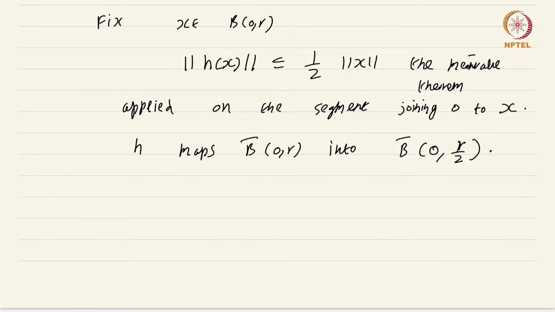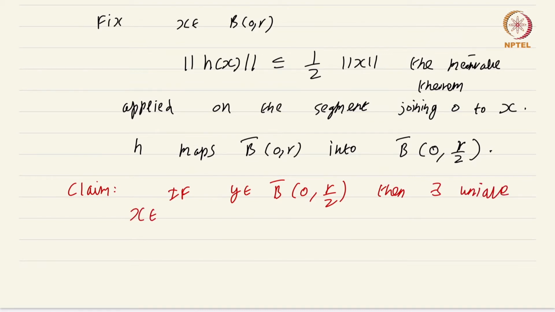We now make a claim: if y is an element of B closure r by 2, then there exists a unique x in B closure 0 r such that f of x is equal to y. Note, not h of x equal to y, but f of x equal to y. So I am not claiming that f maps B closure 0 r into B closure 0 r by 2. H already does that. H takes B closure 0 r into B closure 0 r by 2.